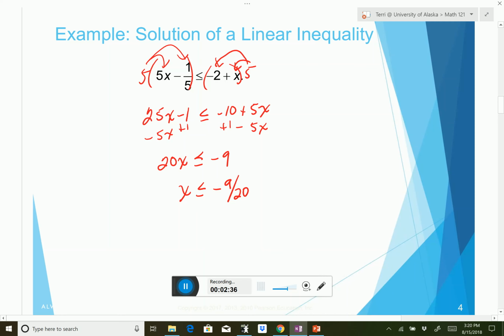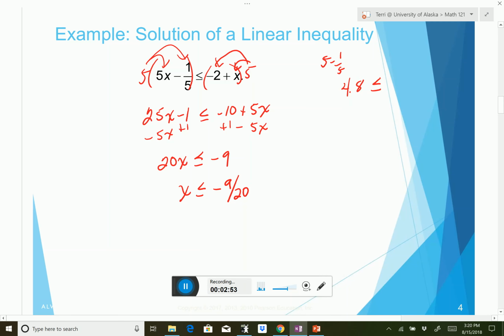So that means, could x be 1? Would 1 make this correct? Let's find out. 5 times 1 is 5 minus 1/5. So what's that? 4.8 is less than or equal to negative 2 plus 5. Oh, 1. Sorry. Negative 1. That didn't make any sense. Oh, negative 1, I'm sorry. Brain. Okay. So less than or equal to negative 9/20.